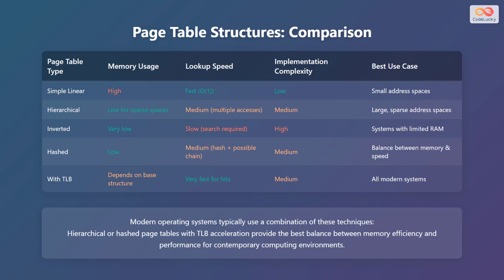Modern operating systems typically use a combination of these techniques. Hierarchical or hashed page tables with Translation Lookaside Buffer acceleration provide the best balance between memory efficiency and performance for contemporary computing environments.